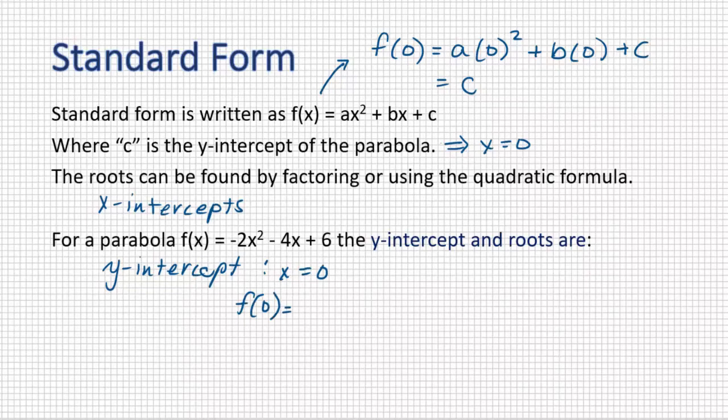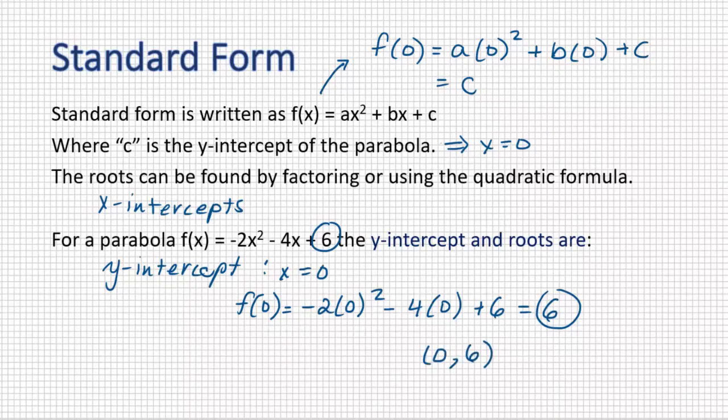F at 0 is equal to negative 2 times 0 squared minus 4 times 0 plus 6, or just positive 6. In fact, we don't need to put the work in here. We can simply write down that the y-intercept is equal to the value of c. c is positive 6. We find the value of the y-intercept is positive 6. As a coordinate point, this is the point x is equal to 0, y is equal to 6. We'll use this to graph our function.